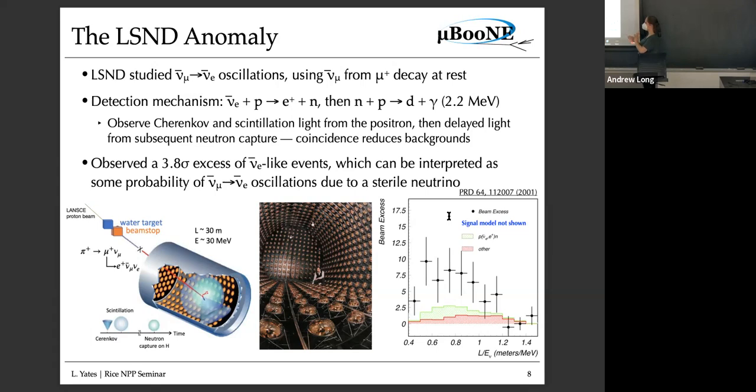You have nu e bar that come into their detector, interact with a proton in liquid scintillator, basically hydrocarbon, that produces a positron and a neutron. So you see a prompt signature from the positron, and then that neutron will wander about the detector and capture to produce deuterium, which comes with a 2.2 MeV gamma. And you can see that gamma. So that coincidence between the positron and the delayed neutron capture reduces their backgrounds. So they select a sample of events that looks like this plot over here. So their expected beam related backgrounds are this red and green here. And then you can see their data sitting reasonably far above that. And so that's the LSND excess or the LSND anomaly. And the significance of that is 3.8 sigma.